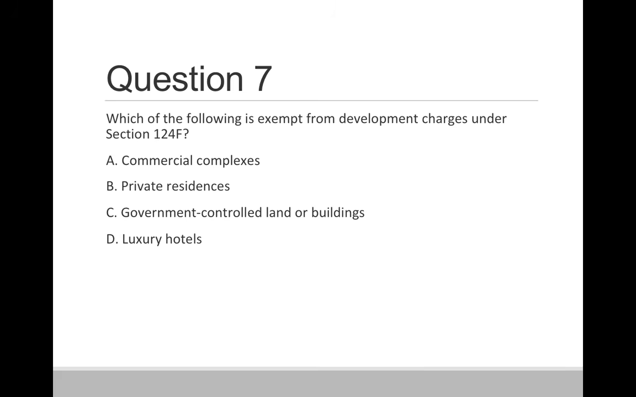Question 7. Which of the following is exempt from the development charges under section 124F? So option A is commercial complexes. Option B, private residences. Option C, government controlled land or buildings. And option D, luxury hotels. So the correct option is option C, that is government controlled land or buildings.